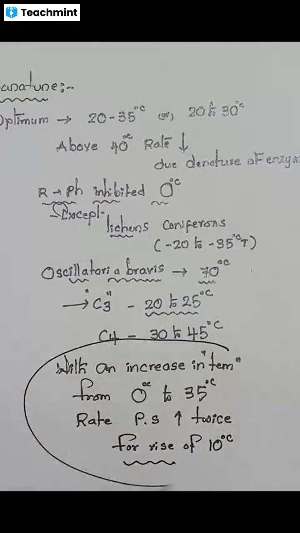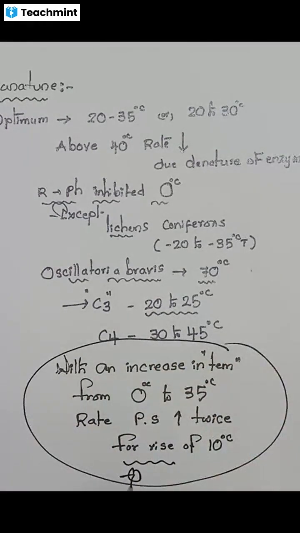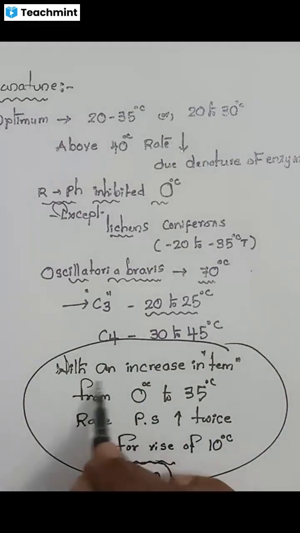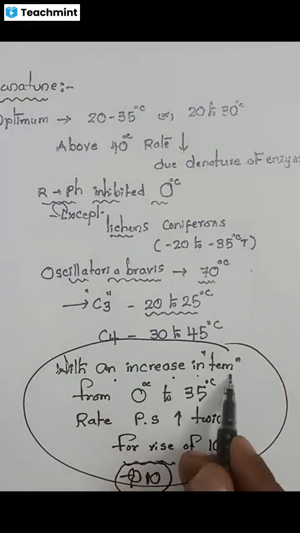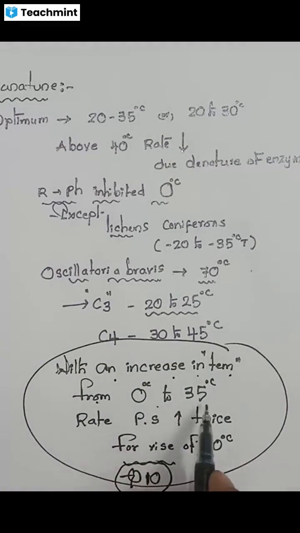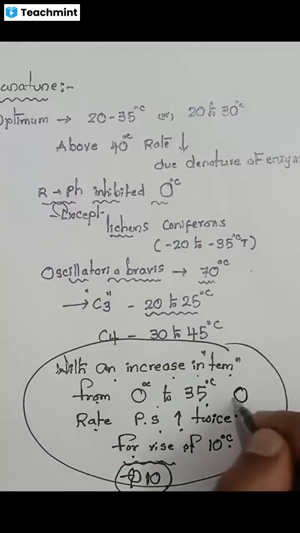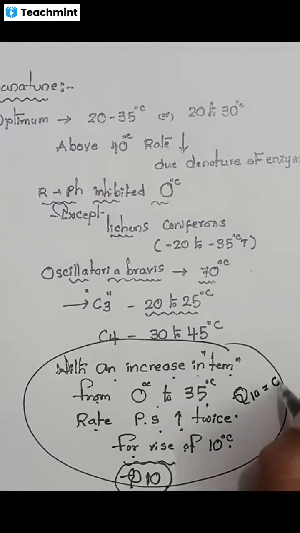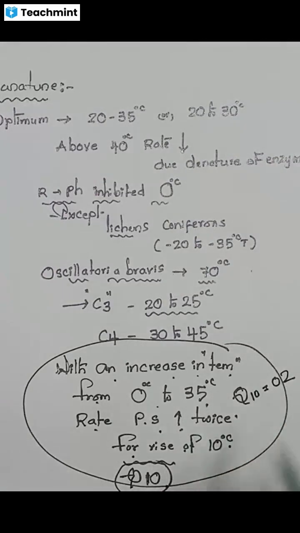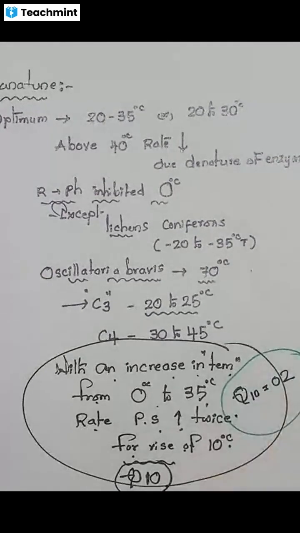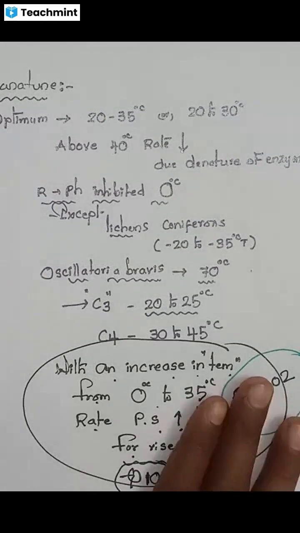This is one of the most important points. It is called Q10. With an increase in temperature from 0 degrees to 35 degrees, the rate of photosynthesis increases to twice for every rise of 10 degrees. It is called Q10. Generally, the Q10 value is 2. So remember it, the Q10 value is 2.